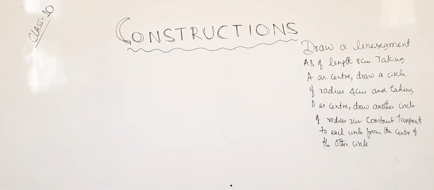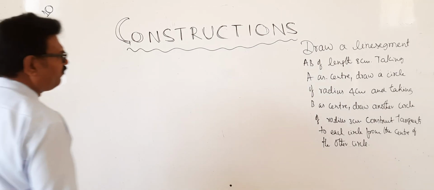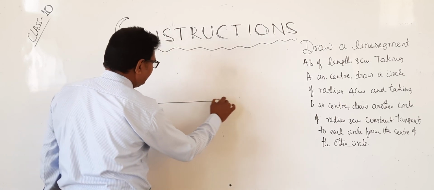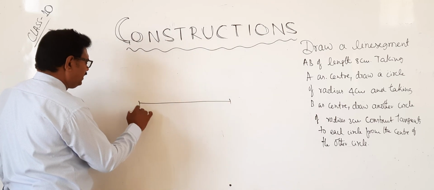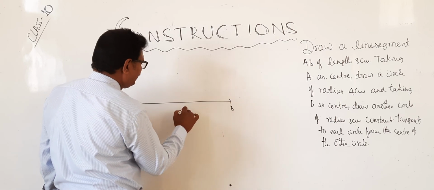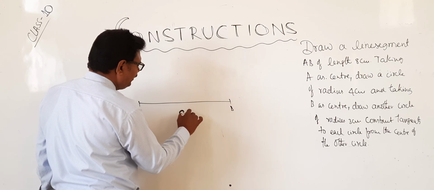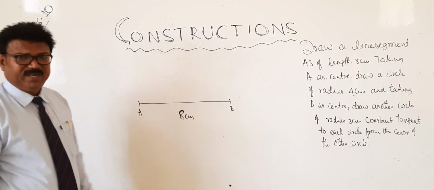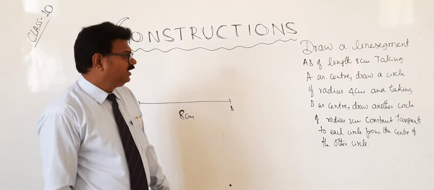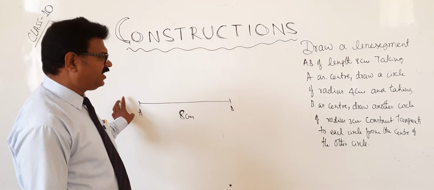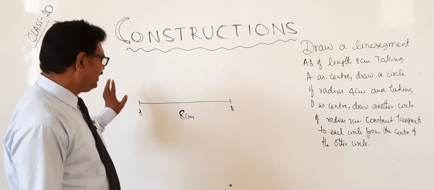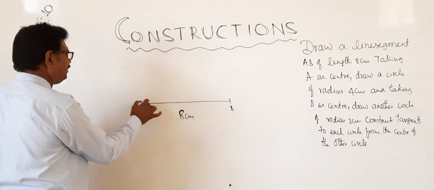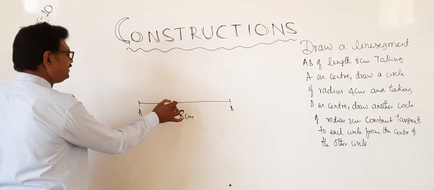Yes, one more problem. Draw a line segment AB of length 8 cm. Take fast. Take ruler. Everybody take ruler. AB. How many centimeters? 8 centimeters. Take your ruler and draw a line segment of 8 centimeters. Now, taking A as center, draw a circle of radius 4 centimeters.